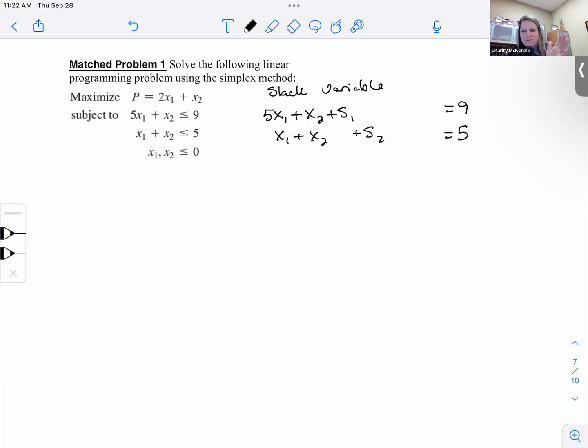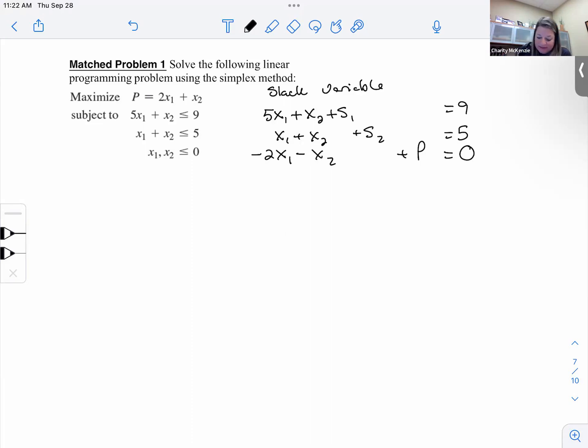We can ignore that they have to be greater than 0. You'll have to put those in, but S1 is greater than or equal to 0, S2 is greater than or equal to 0, X1, X2, all of them are greater than or equal to 0. All right, then the last one, we're going to move that 2 and that x2 over. So that becomes a negative 2x1 minus an x2 plus p equals nothing. So we moved those over with p, they became negative, and we have to line them up in the correct columns with x1s and x2s.